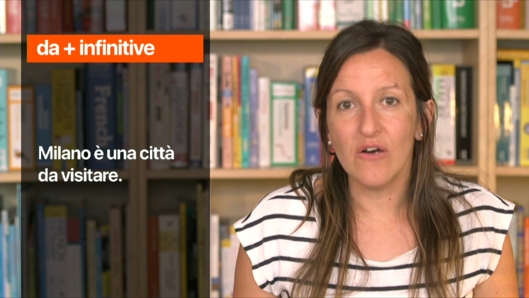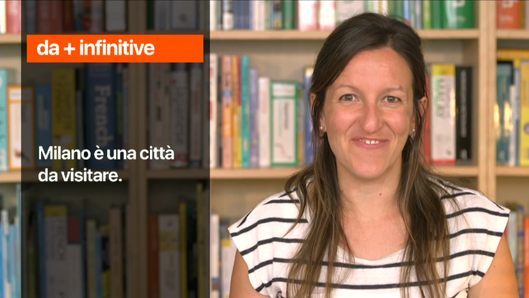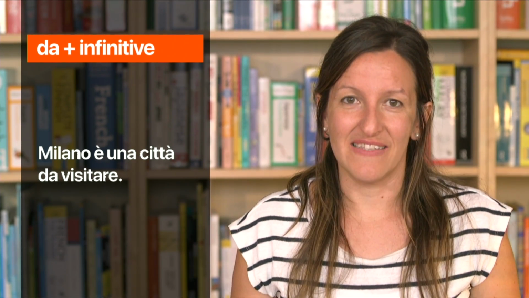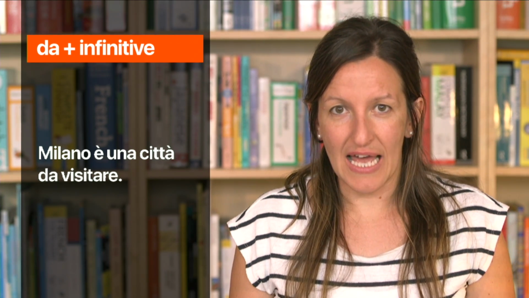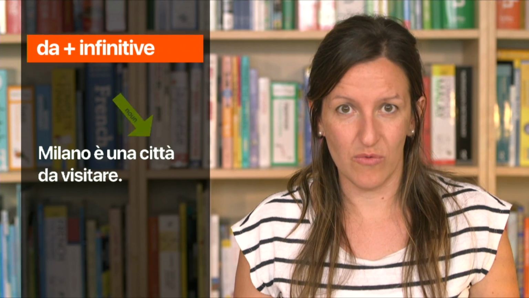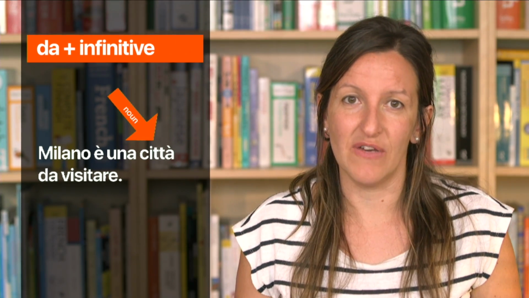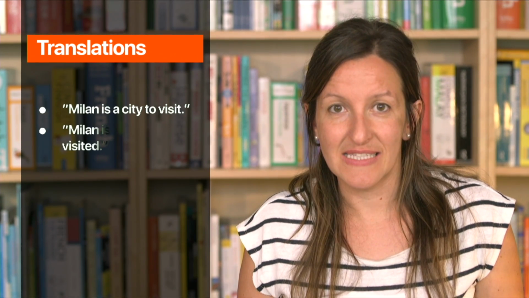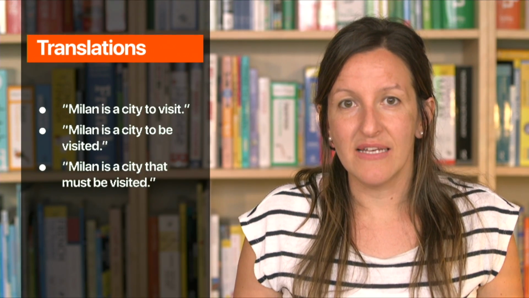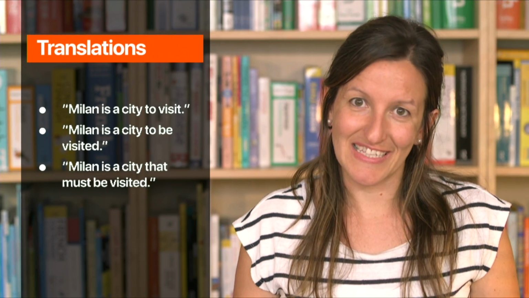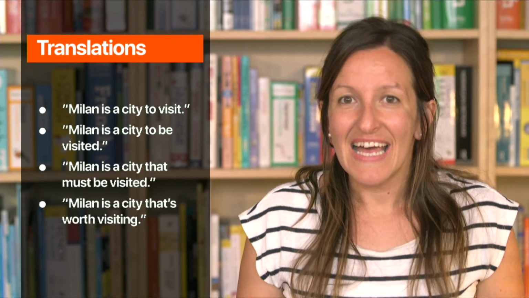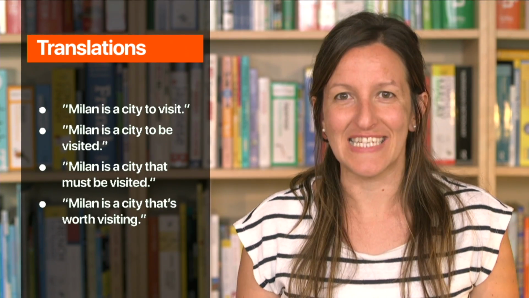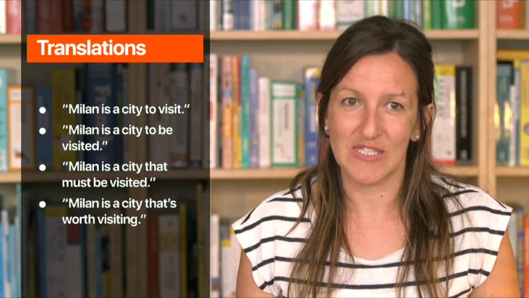Ad esempio, another sentence containing da plus infinitive is Milano è una città da visitare. Non è vero, Mark? Sei a Milano? È bellissima. Allora, how can we translate this sentence into English? Well, first of all, let's analyze it and we can see that we have again a noun, una città, a city, and da plus infinitive, da visitare. So again, let's think of possible translations into English. We could say Milan is a city to visit, Milan is a city to be visited, or even Milan is a city that must be visited, or alternatively, Milan is a city that is worth visiting. As I said before, probably in English you would say, oh, you've got to visit Milan, but this is just for you to master this new structure.